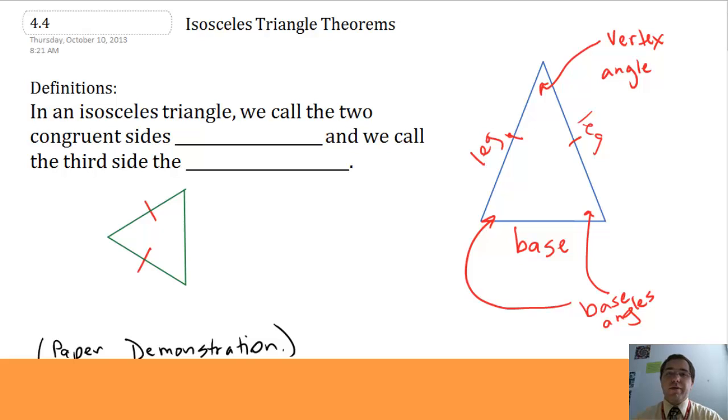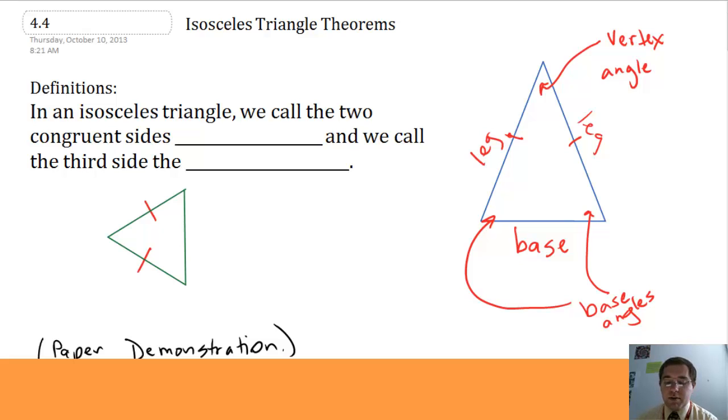This is section 4.4, the Isosceles Triangle Theorems. We're going to take a moment to focus on just isosceles triangles, triangles in which there are two congruent sides. Two definitions before we begin.